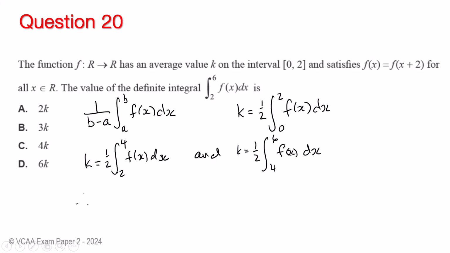And so relating back to the original question, 1/2 the integral from 2 to 6 of f of x dx would equal 2k. We can move that half across to get 4k, which aligns to option C.